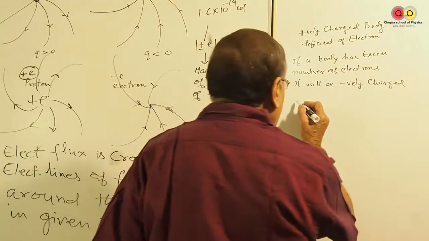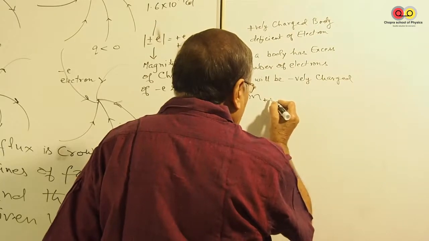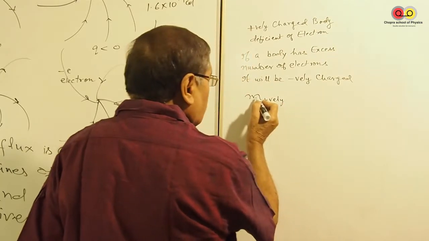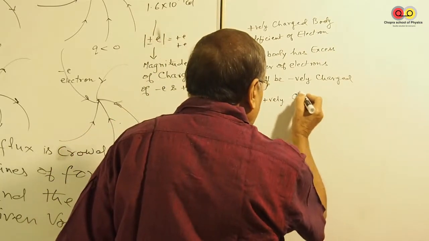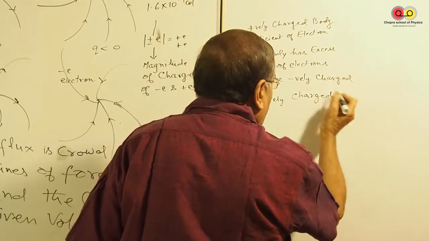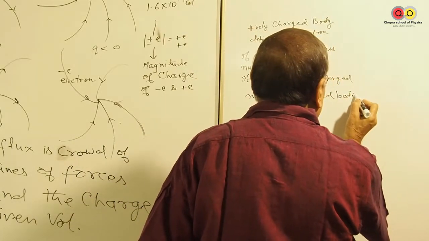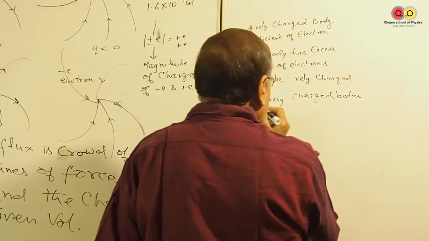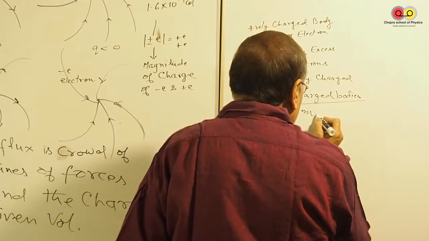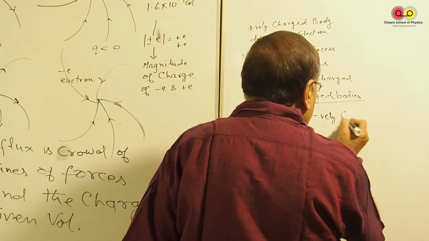So now I am writing here: M is mass. Mass of positively charged bodies is always less than mass of negatively charged bodies.